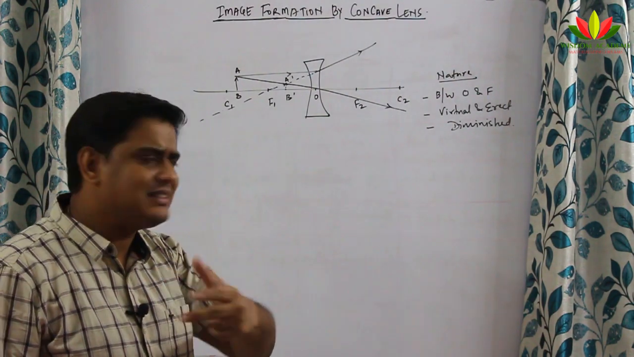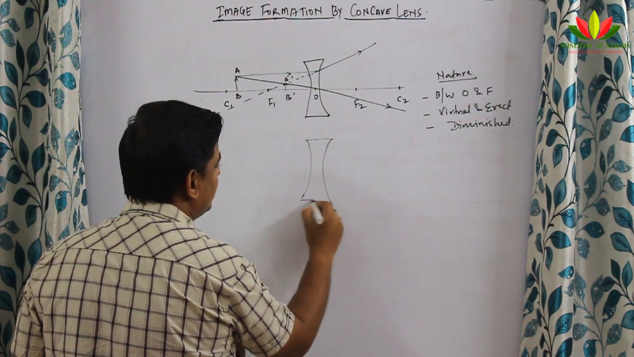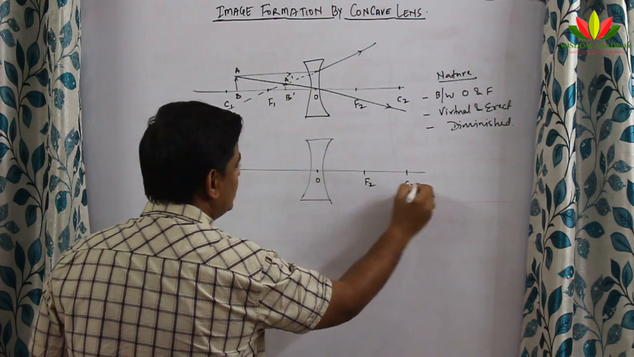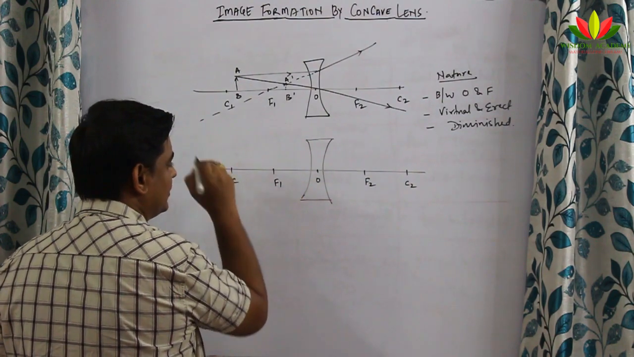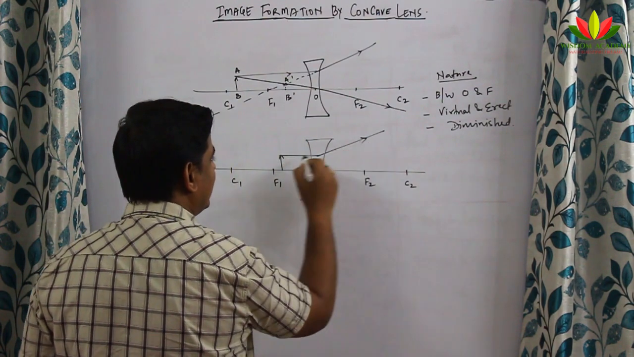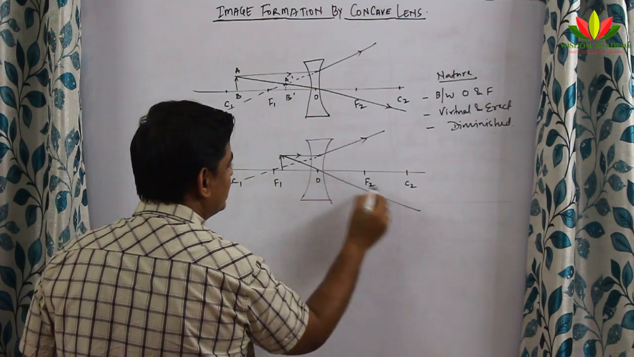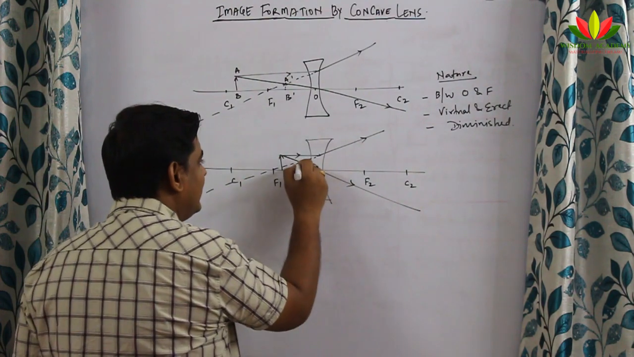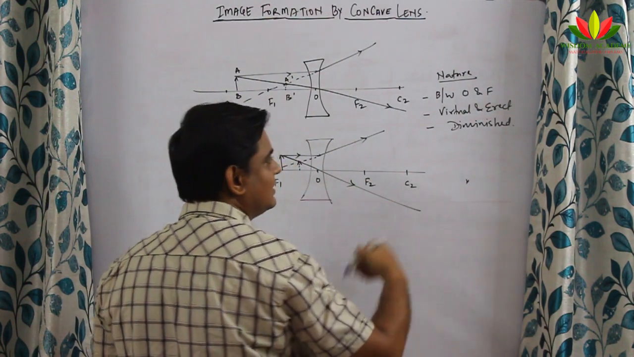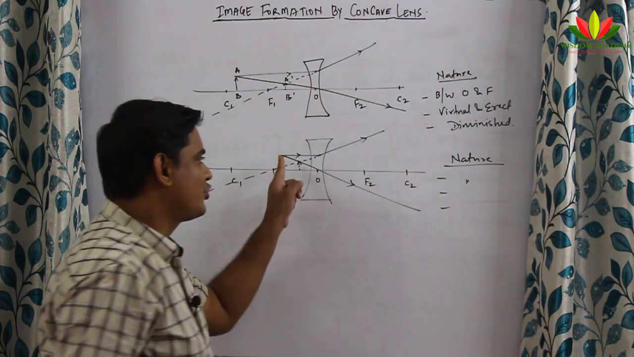Now if you want to try something else, let us keep the object between F and O and see what happens. When the object is placed between F and O, this is the optical center, this is F2, this is C2, this is F1 and this is C1. I am keeping the object here. The first ray, being parallel to the principal axis, will get diverged like this in such a way that it is passing through the focus, and the second ray will pass through optical center undeflected. Again, the image is found here. Can you feel? The same nature is there, exactly the same as what you have written above: between O and F, virtual and erect and diminished.